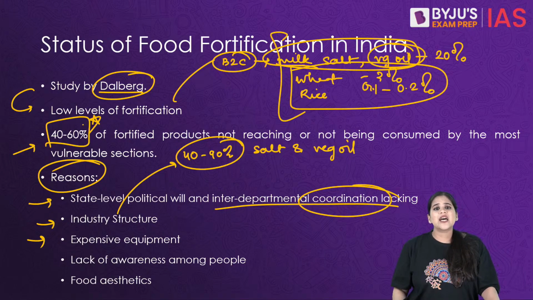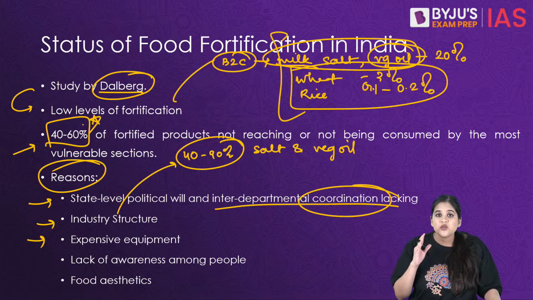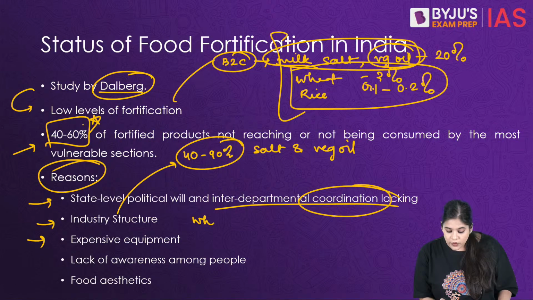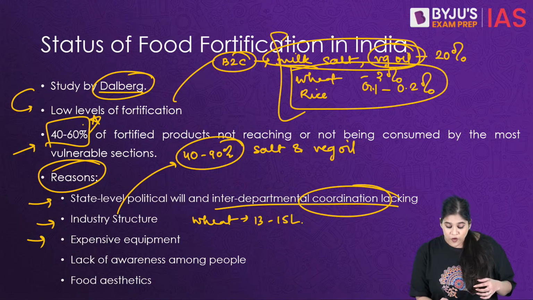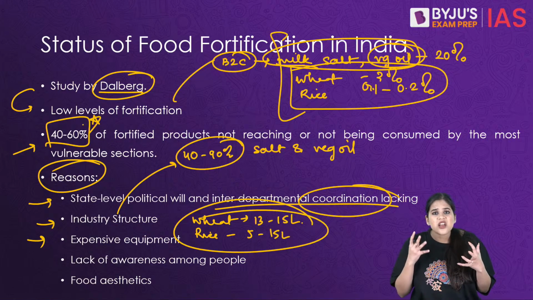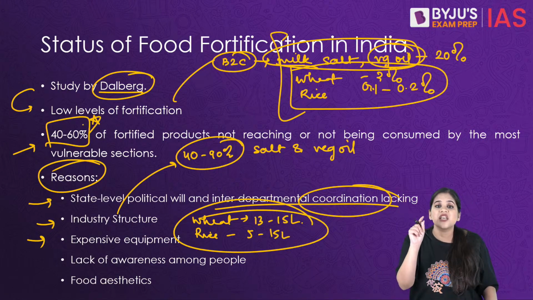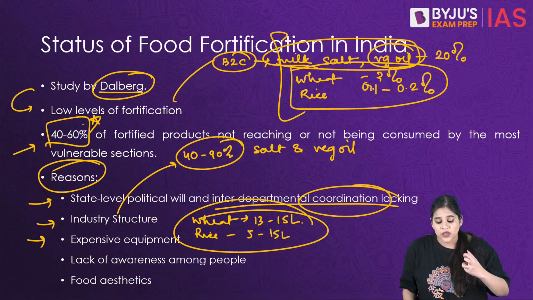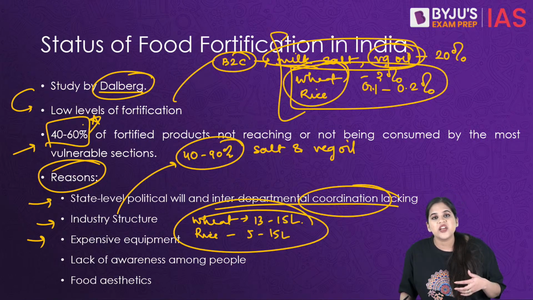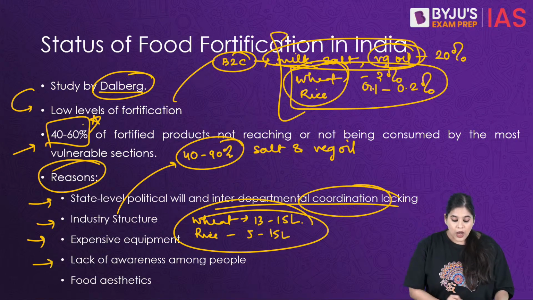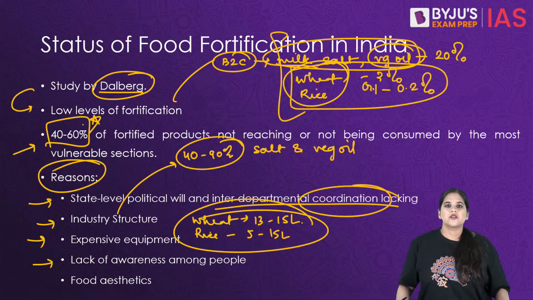Also, the equipment that is required for fortification is quite expensive. If we just talk about wheat and rice, for wheat, the equipment can be between 13 to 15 lakhs. For rice, it can range between 5 to 15 lakhs. So you can see the range, the high level of cost that is required to set up such industries. So that is why the smaller players which are involved in processing of wheat and rice are not able to establish such plants. Also, there is lack of awareness amongst the people.